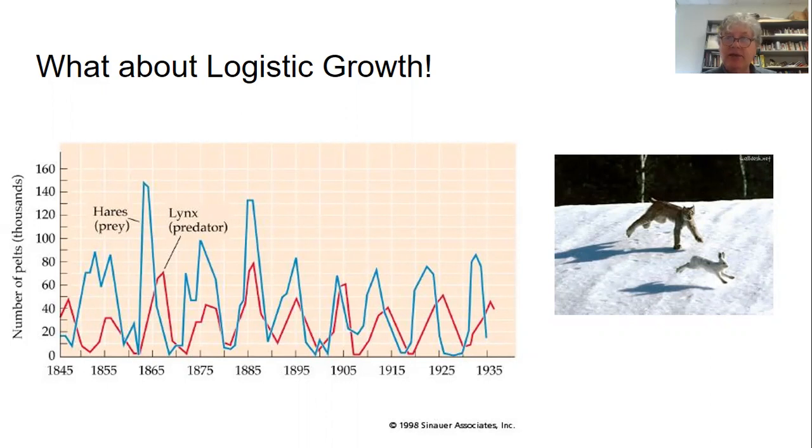So take a look at this slide here. There you see a Canadian lynx chasing after a snowshoe hare in the snow. And we have lots of good data about these populations. If you look at the graph there, going back to 1845, you might think, what's that all about? Well, it's the number of pelts gathered by the Hudson Bay Company.